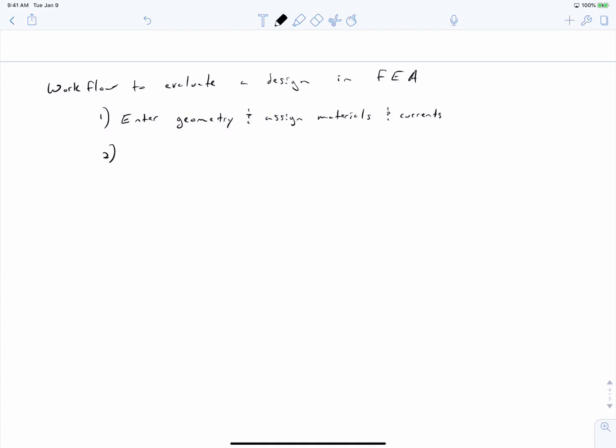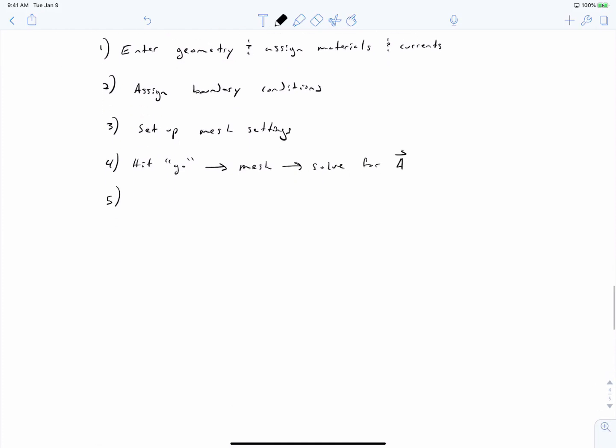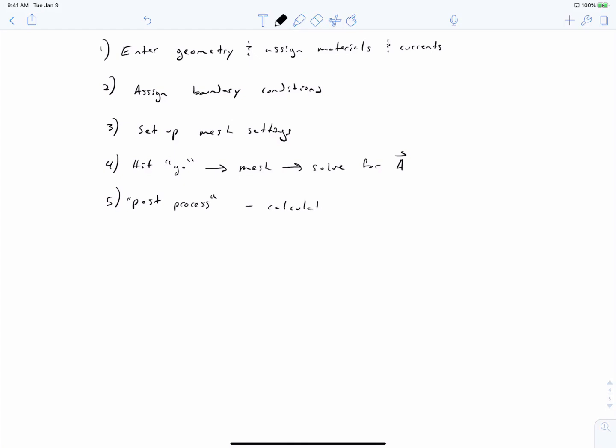Second, we have to assign boundary conditions. And third, we need to set up our mesh settings. And then we hit the go button. That is, we have our FEA tool do its magic. It will mesh the problem, and then it will solve for our vector potential. And finally, we need to interpret our results. So we enter what's called the post-processing portion of our solution. We post-process our solution. And in the post-processing portion, we calculate our magnetic fields from our vector potential, and the FEA tool typically does this for us, actually.